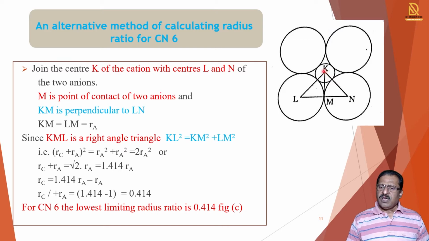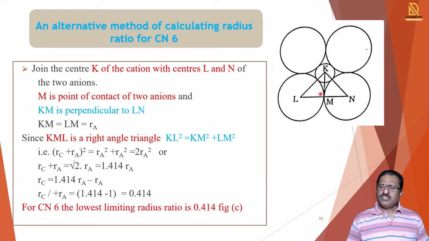At the center of that cation, we have given the name K to that point. Again, the center of one anion we have named L, and for the other anion we give the name N. These two are joined, and that point is the M point. Now see here, this is the radius of cation, meaning this KN or this KL, these are the internuclear distance. This LM and MN are the radius of anion.